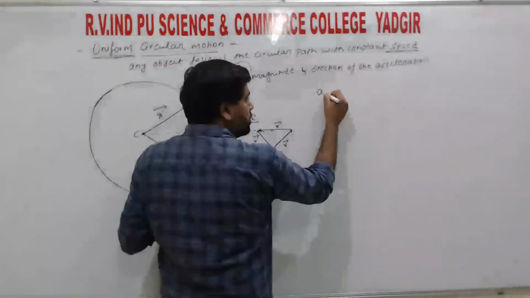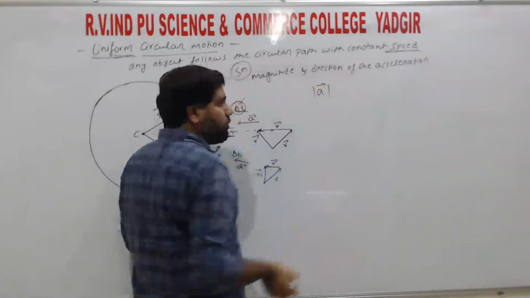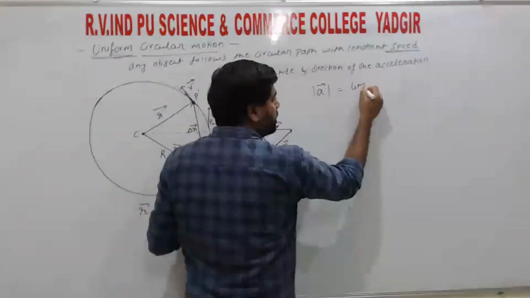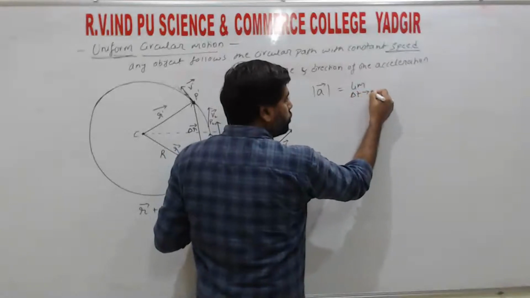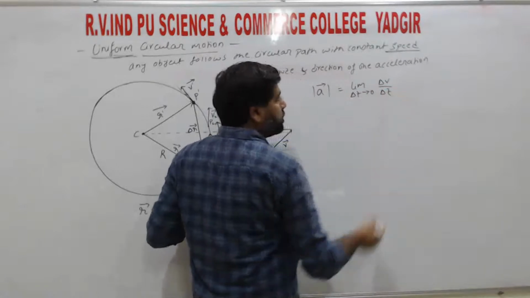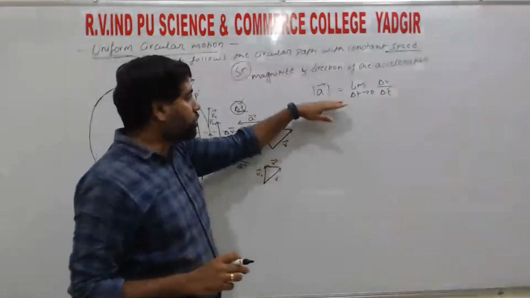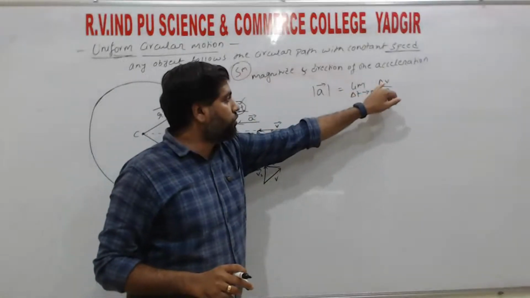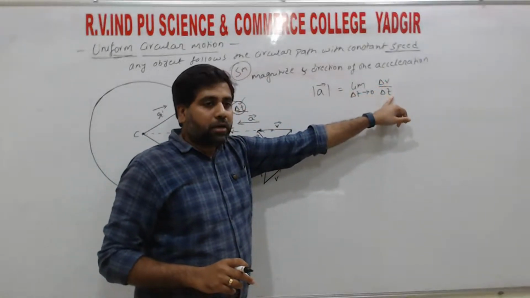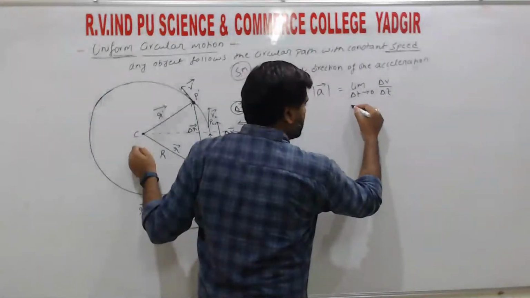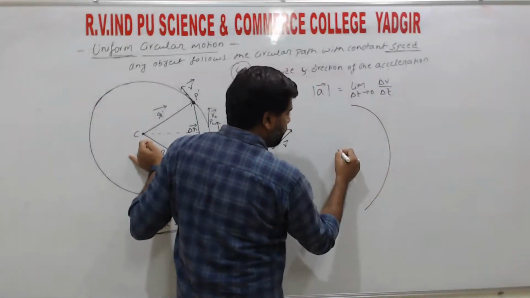We know the definition for the magnitude of the acceleration: a equals limit delta t tends to 0, delta v divided by delta t. This gives the definition of acceleration, as delta t tends to 0, we get delta v by delta t. Now, in the second case, I have taken only half part.